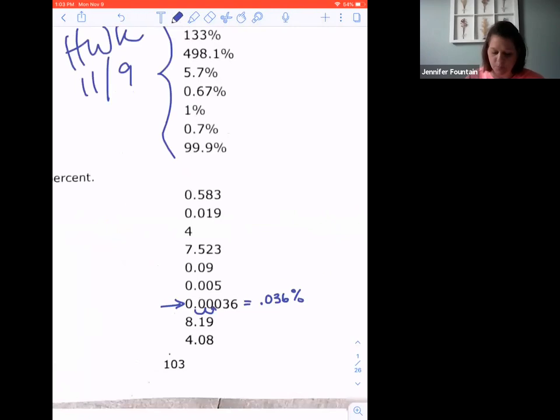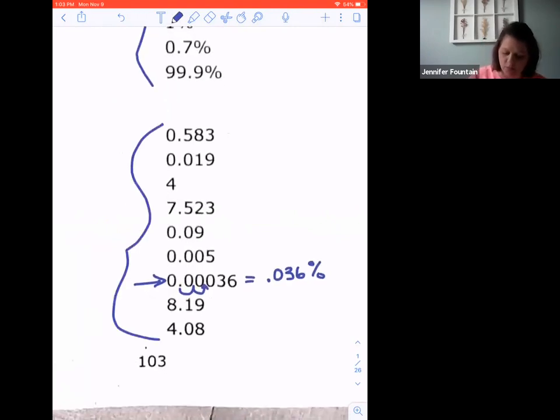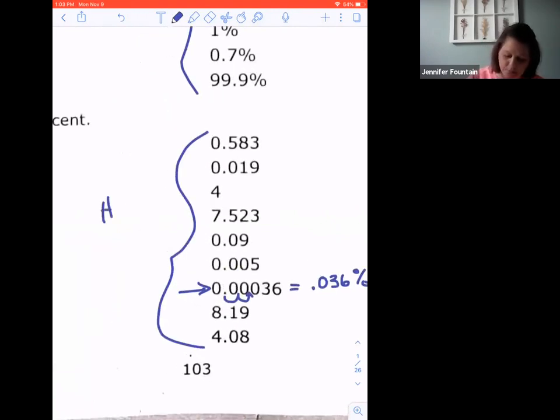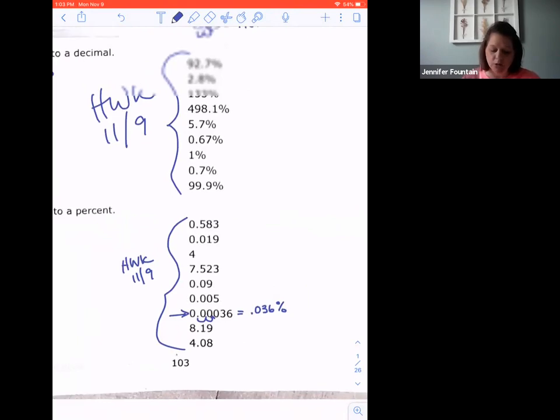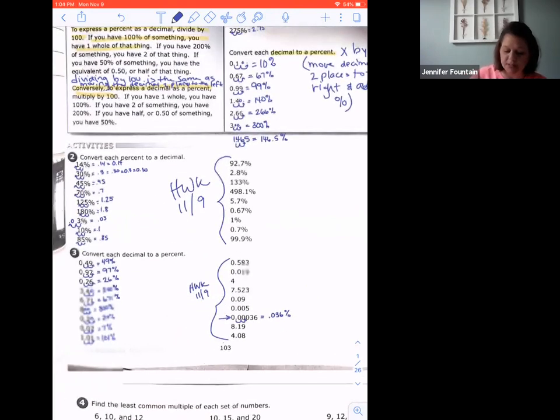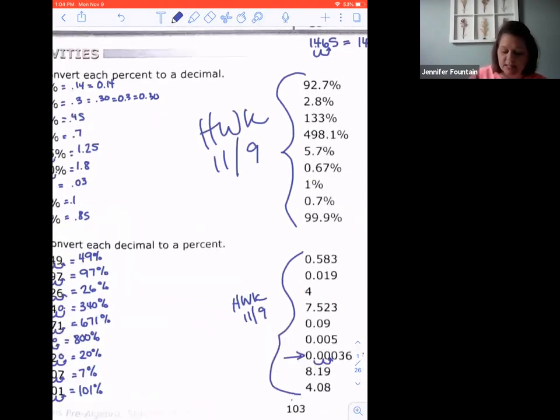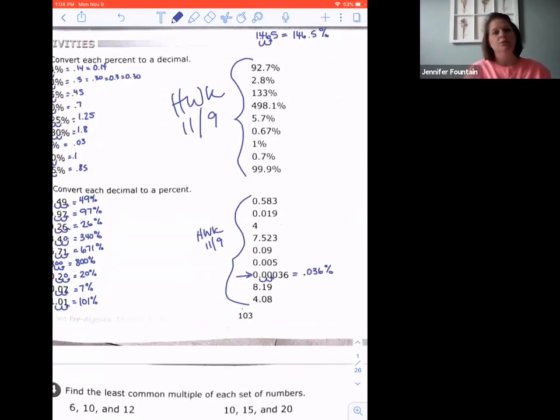Now the rest of this will be for homework, 11/9. So you may look back at your instructions. Percent to decimal, decimal goes to the left 2 places, drop your percent sign. Decimal to percent, 2 places to the right, add a percent sign. Any questions about that?